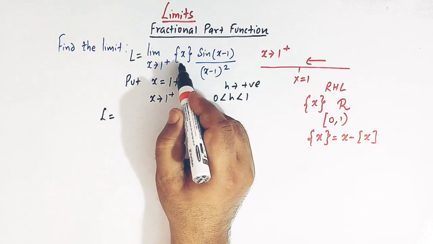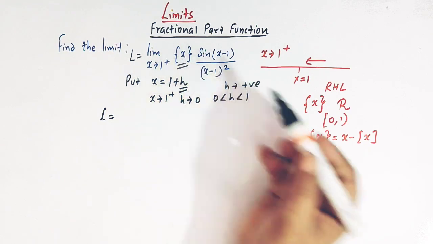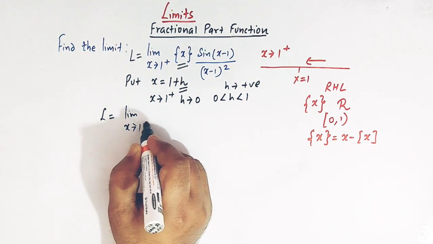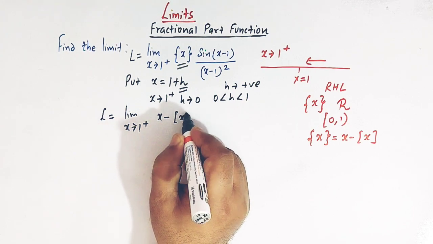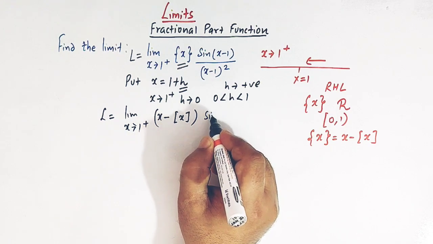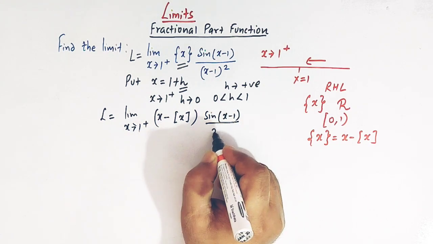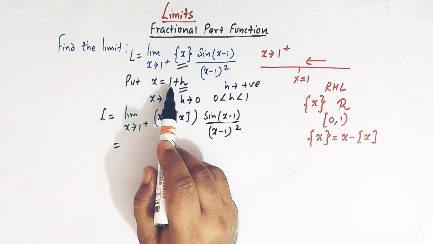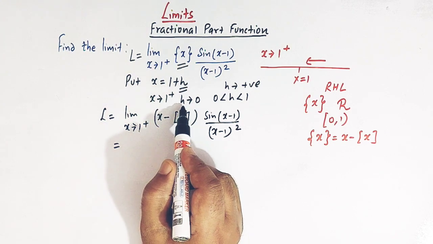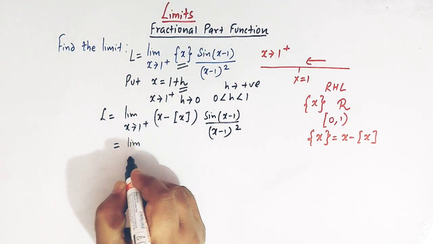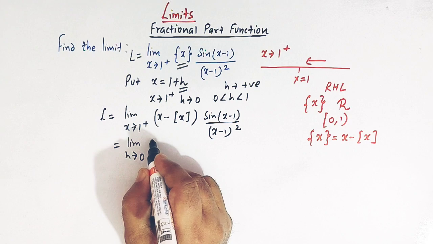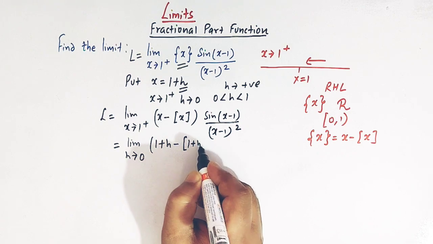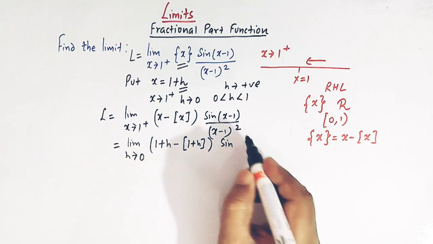So before doing this, let us substitute here the fractional part of x as x minus greatest integer of x. So we can now write limit x tends to 1 plus, and here we can write x minus greatest integer of x, and here we have sine(x minus 1) divided by (x minus 1) square, right? So now we can replace x by 1 plus h, and we'll take the limit h tends to 0, right? So here we have limit h tends to 0, and here we have 1 plus h for x, and here we have greatest integer of 1 plus h, and here we have sine(x minus 1).